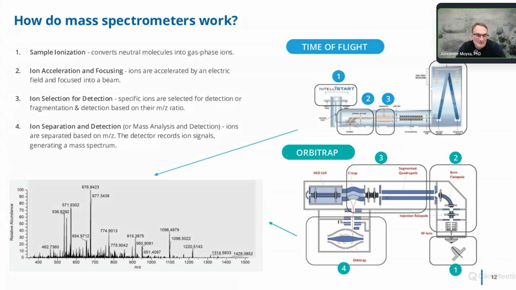There are two main types of hybrid instruments for proteomics studies at the moment. These are the QTOF, which combines a quadrupole and a time-of-flight detector, and Orbitrap-based mass spectrometers, which combine a quadrupole and an Orbitrap detector. Despite the differences between these systems, all mass spectrometers share a common structure. Each typically includes an ion source for sample ionization, a region for ion acceleration and focusing, a component for ion selection for detection or fragmentation, and a final stage for ion separation and detection.